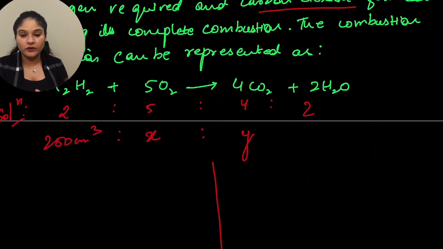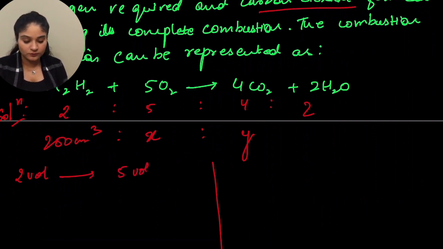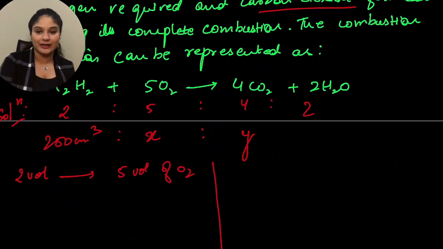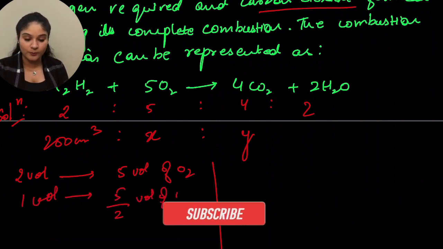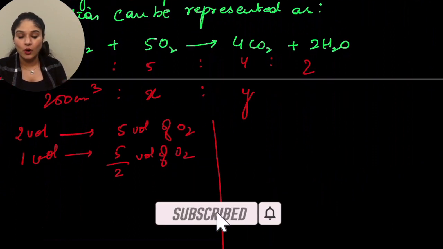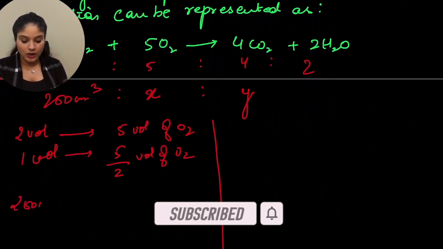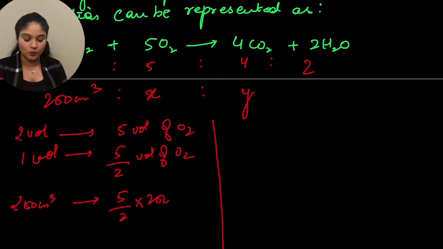So let's see. When we're working for oxygen, so 2 volume of acetylene is utilizing 5 volume of oxygen for combustion. Then that means 1 volume of acetylene is using 5 by 2 volume of oxygen, and they have given you 200 centimeter cubes. So 200 centimeter cube of acetylene will require 5 by 2 times 200 volume of oxygen.